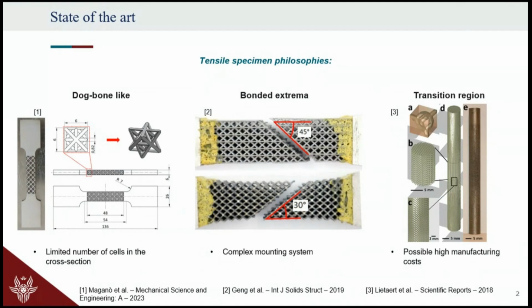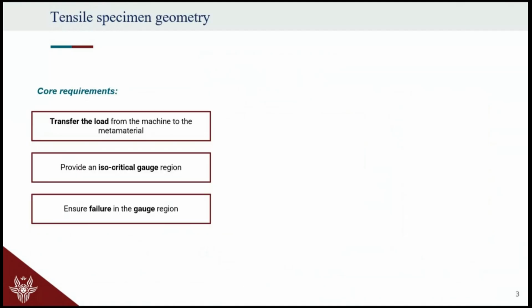Okay, so if you want to design a tensile specimen, what are the requirements? Well, we consider three, and the first one is the easiest: you need to deliver the load from the machine to your specimen. But you also want to have an isostatic region inside your gauge part, otherwise you will not be testing the entire material, but only a part of it. And the last one is that we need to ensure the failure happens inside this specific region and not, for instance, at the connection with the machine.